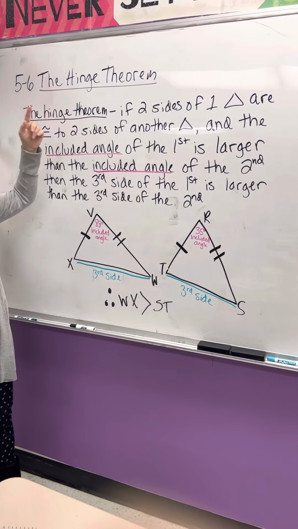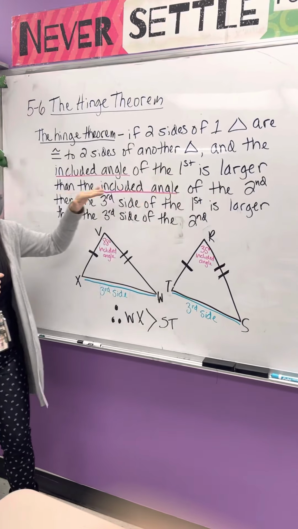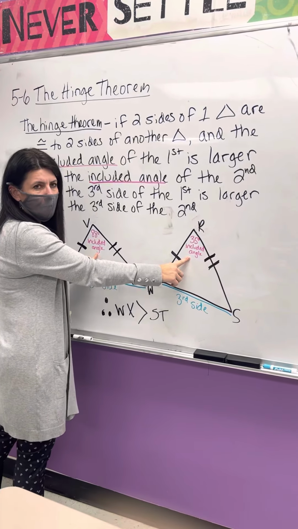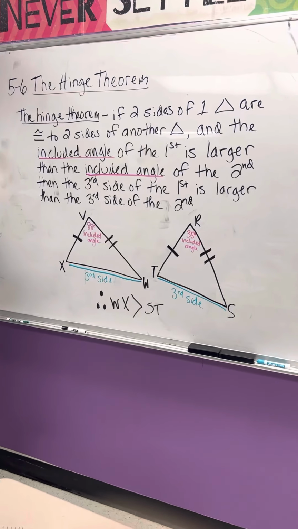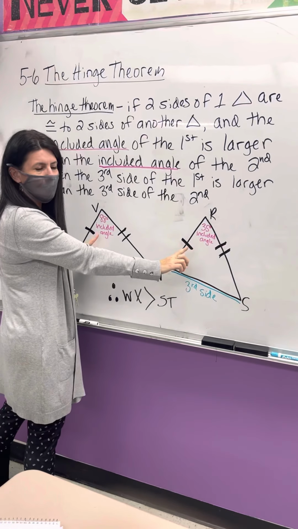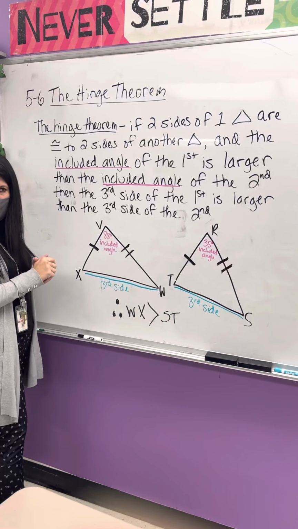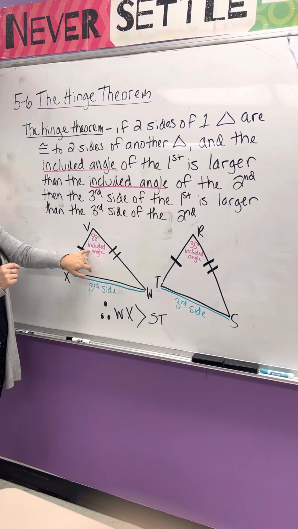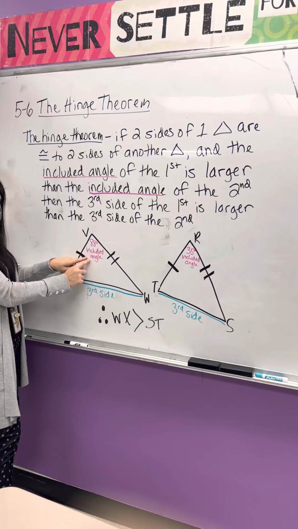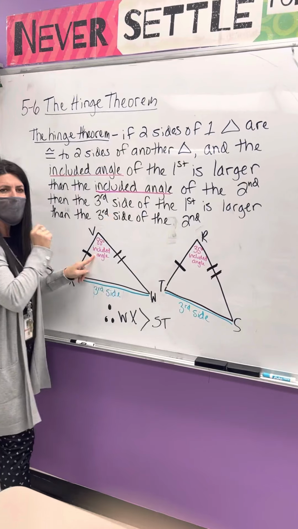Two sides of one triangle are congruent to two sides of another, and the included angle of the first is larger than the included angle of the second. Included angle you should be somewhat familiar with from our chapter on congruent triangles. The included angle is the angle that's sandwiched between those two congruent sides. So this pink is the included angle, and it's saying the included angle of the first is bigger than the included angle of the second. You can see that this angle is 88 degrees, this angle is 35 degrees. Clearly this one is bigger than this one. It's the included angle that's bigger.